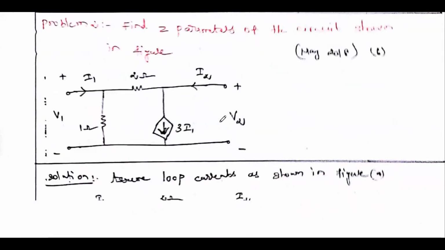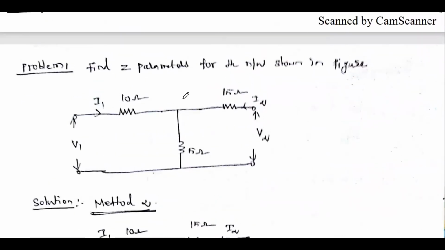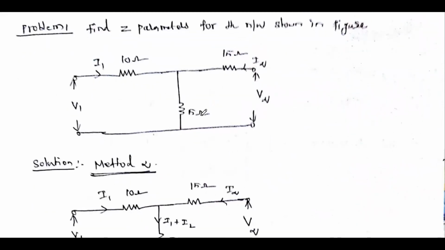Now we are going to solve the same problem by an alternate method. Find the Z parameters for the same problem; the same answer we can obtain in the second method. Which method is easy, we can solve in that method. In method 1, first we make I2 0 and calculate Z11 and Z21. In the second case, we make I1 0 and calculate the remaining 2 parameters.